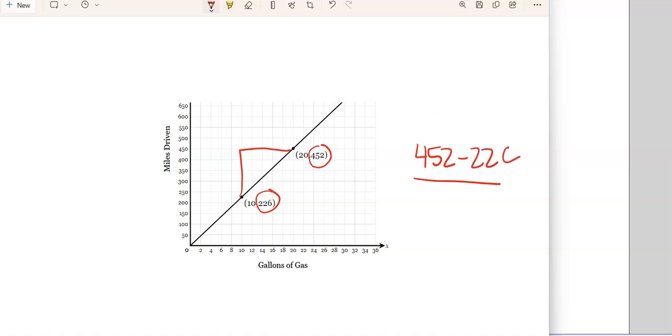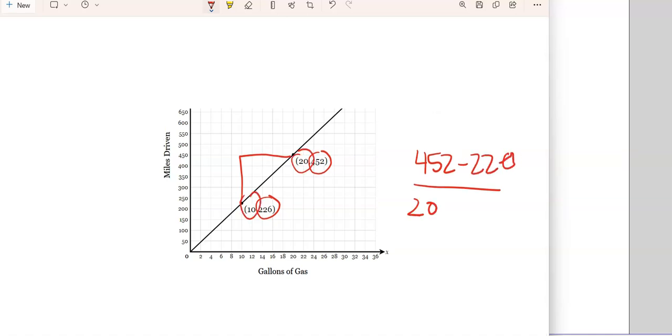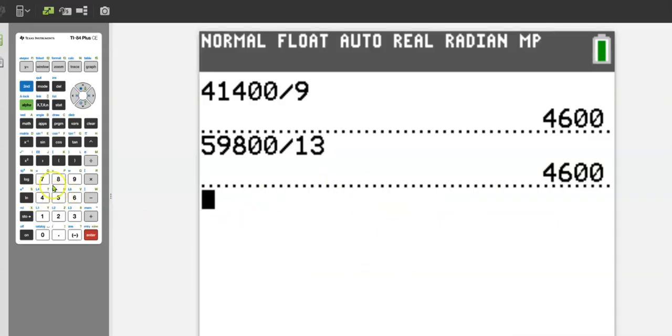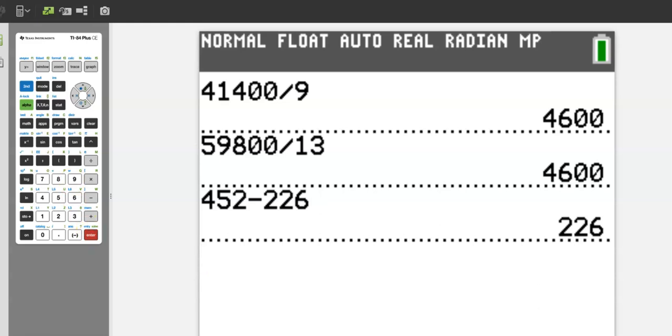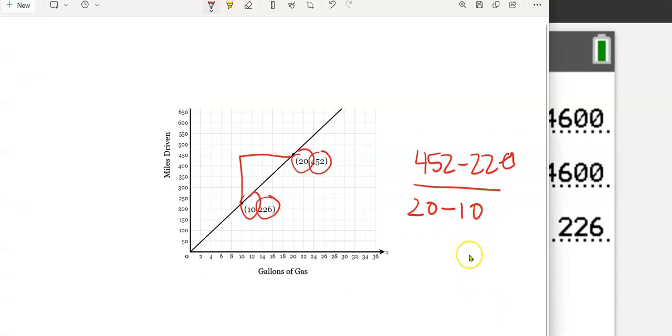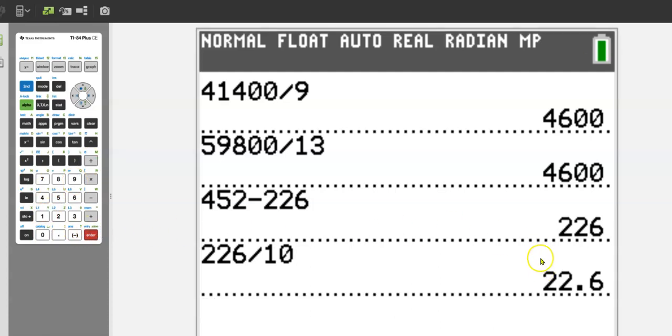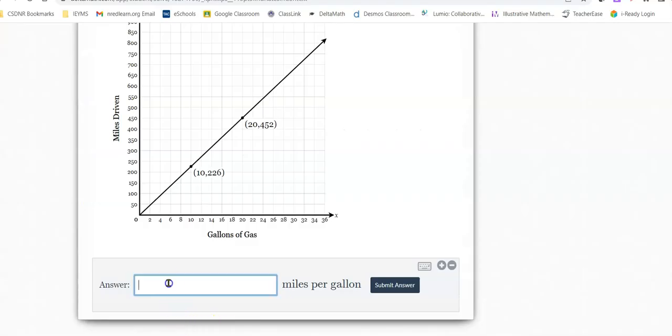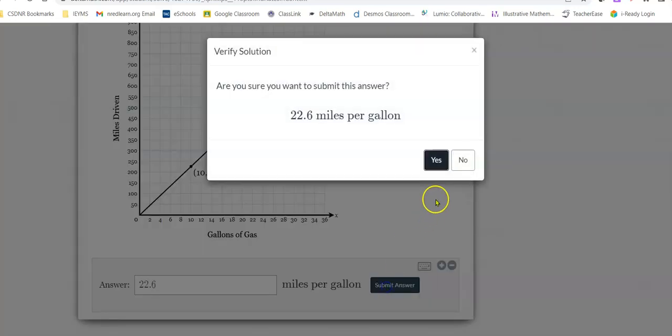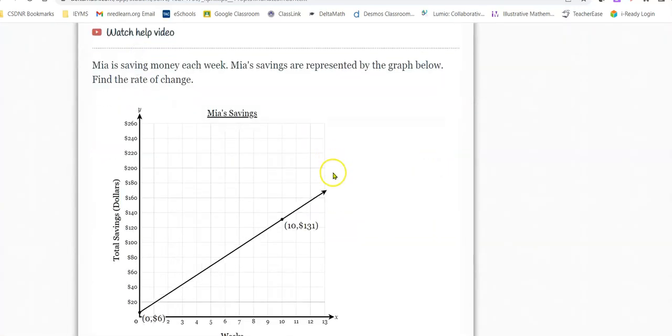452 minus 226 and 20 minus 10. 452 minus 226. That's 226 over 10, because 20 minus 10 is 10. And I get 22.6. 22.6 miles per gallon. Again, they gave us 2 points, and all we have to do is calculate the rate of change between those 2 points.